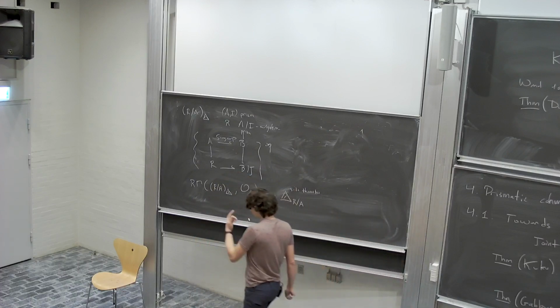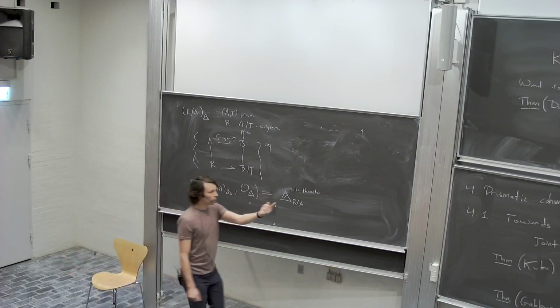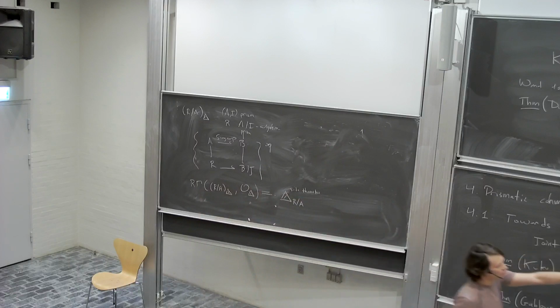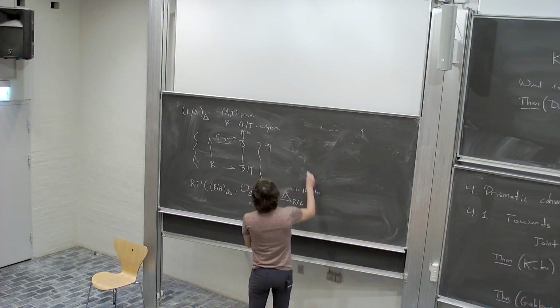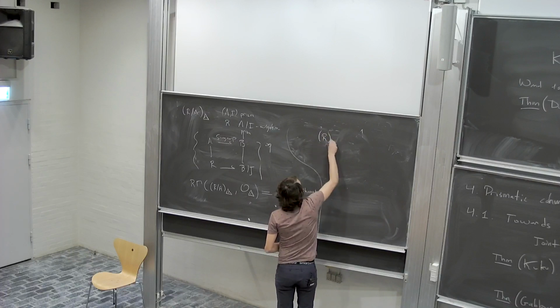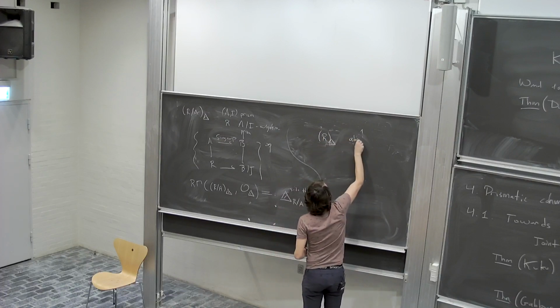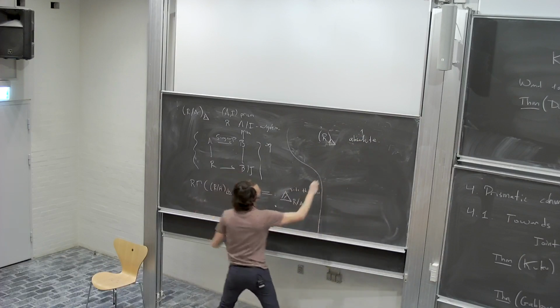But now there's an important variant of this. Here on the right-hand side, there's no ambient prism in this notation. This is just prismatic cohomology of R, bare prismatic cohomology of R. And how do you get that? Well, that's the absolute prismatic site. And there you just drop A.